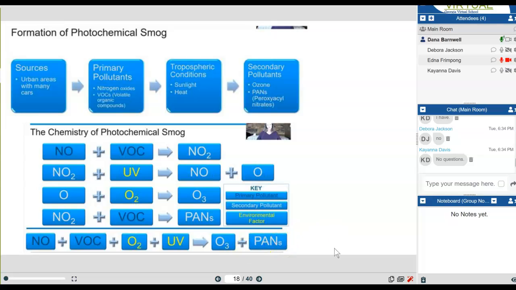So I'm going to take a deep breath and ask what kind of questions you might have about photochemical smog. Is this something you feel like you could describe if you had to? Is this something you need to go study a little bit more? Have I given you enough resources to talk about it yet?